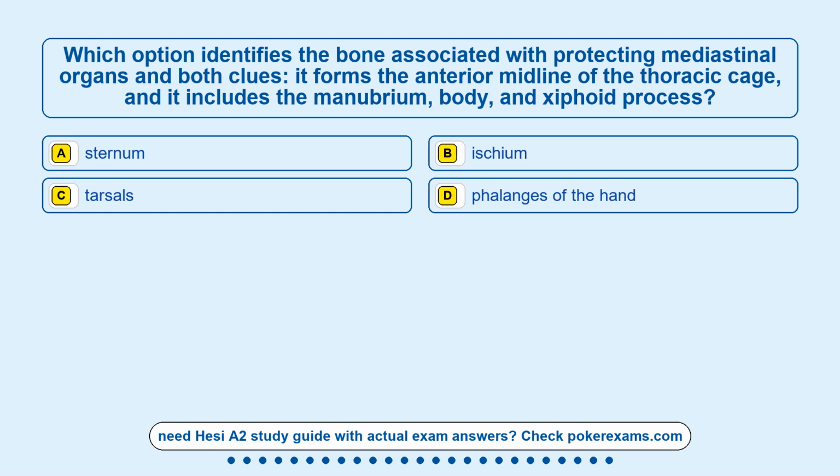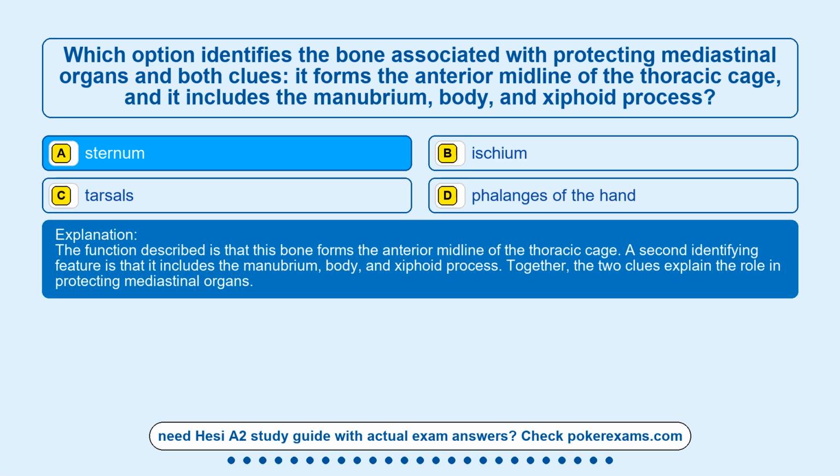Question 2. Which option identifies the bone associated with protecting mediastinal organs in both clues? It forms the anterior midline of the thoracic cage, and it includes the manubrium, body, and xiphoid process. Option A, sternum. Option B, ischium. Option C, tarsals. Option D, phalanges of the hand. The correct answer is option A, sternum.